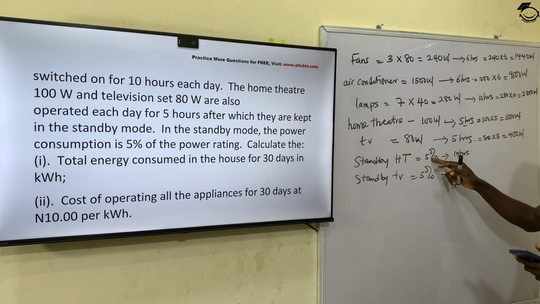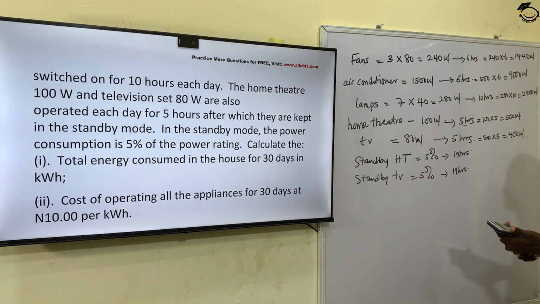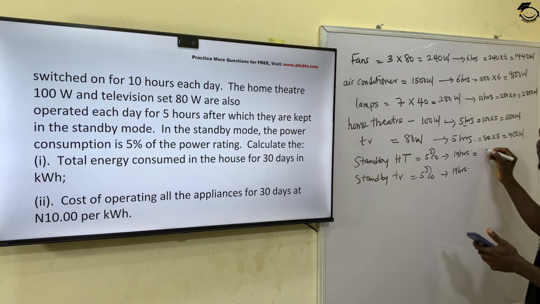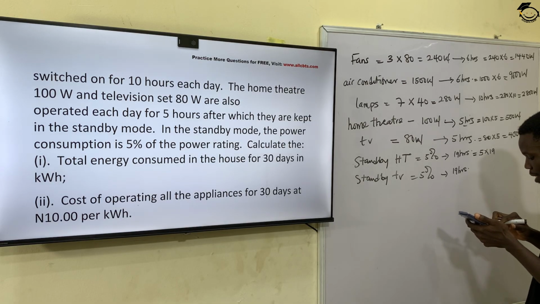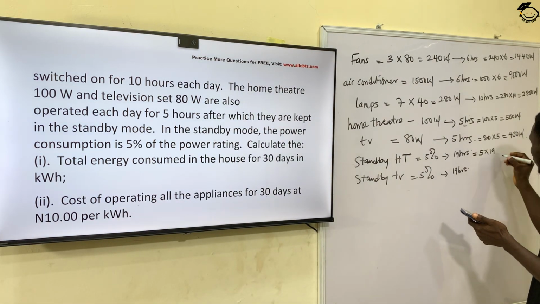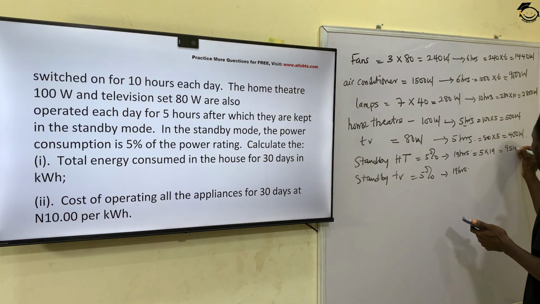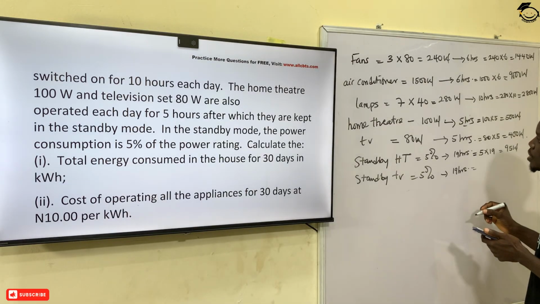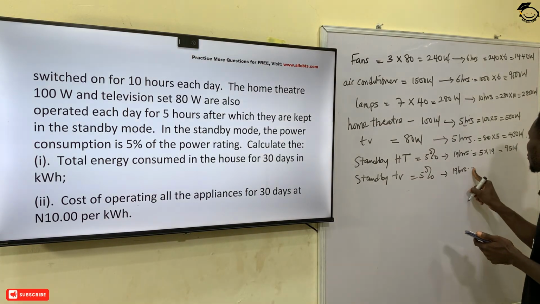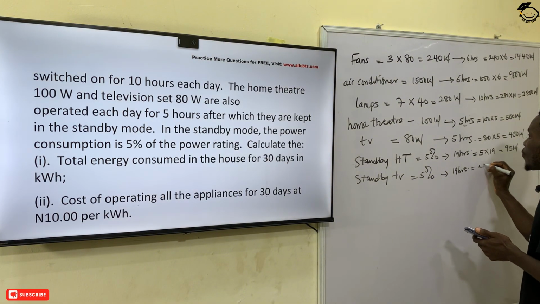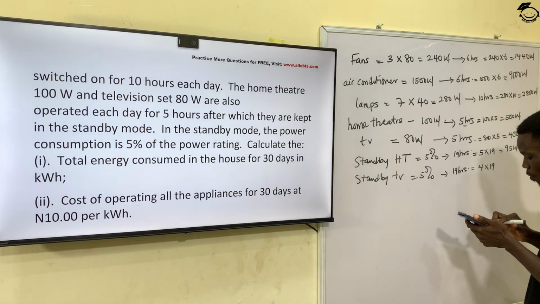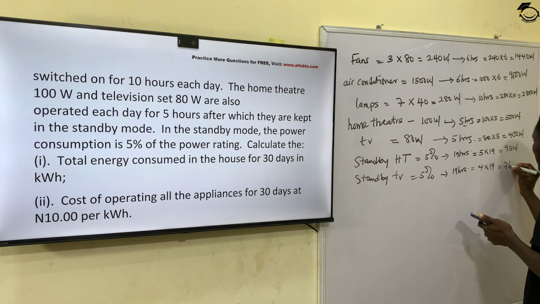So my 5% of the energy consumed, 5% of 100 watt there is going to give me 5 watts times my 19 hours. So I have 5 times 19. So that will give me 95 watts. So I also have standby for my TV. So 5% of 80 watts is going to give me 4 watts times 19. So I have 19 times 4, which will give me 76 watts.